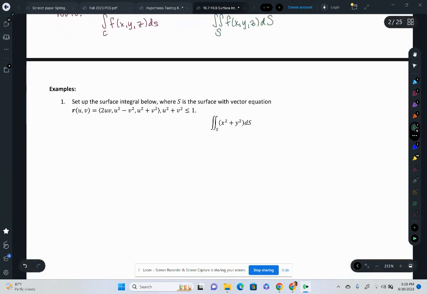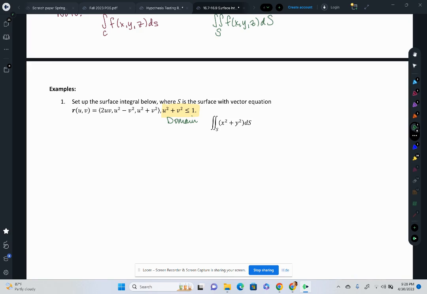Here we're supposed to set up the surface integral below, where S is the surface with the vector equation r of u, v equals a vector with components 2uv, u squared minus v squared, and u squared plus v squared. And then we've got a domain of integration. That's what this last piece is telling us: u squared plus v squared is less than or equal to 1. That's going to be our domain.